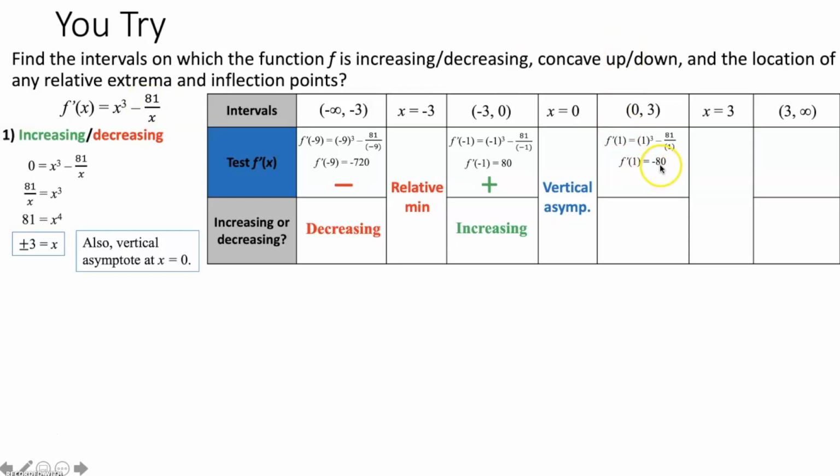Again, we don't care about the 80. We care that it's negative. Because it's negative, that means the derivative of this function on this given interval is negative, meaning the slopes of the lines tangent to this function on this given interval are negative, meaning that this function on this given interval is decreasing. At x is equal to 3, we need to determine if there's a relative max or min there.